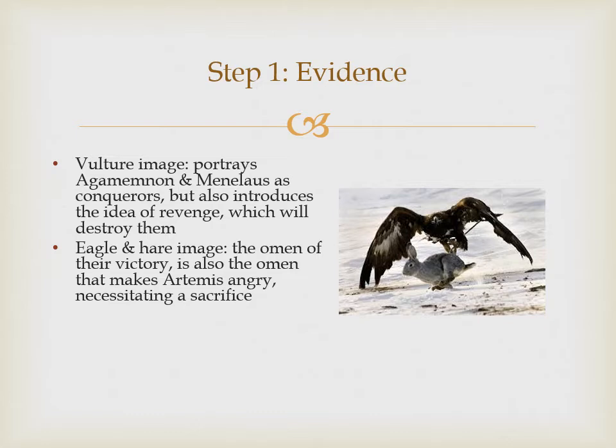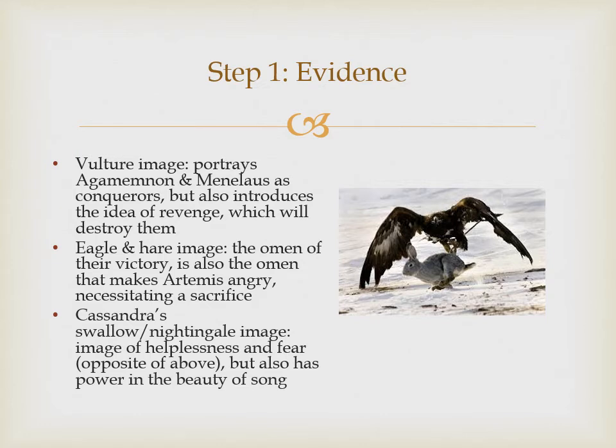And then we can look at the images of Cassandra with her swallow and her nightingale. They're images of helplessness and fear. These are not the same kinds of birds as what we've just been talking about, vultures and eagles. But there's also a power in the beauty of her song and her ability to see the future. Unlike Agamemnon, who is blind, even in spite of hints to what is happening to him, Cassandra has sight, which is something that everyone else in the play is lacking. So what ties all of these bird images together is the union of both strength and weakness together.